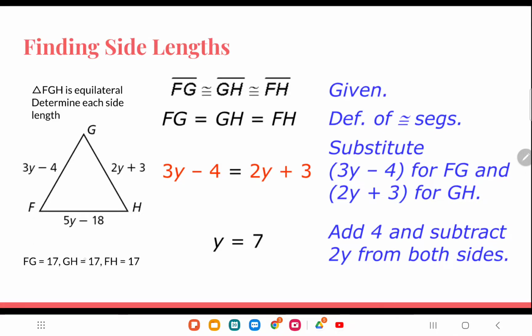Substituting in, we get all the side lengths are in fact equal to 17. This is a great way to check your work if you are trying to determine if you got a correct answer. If it says the triangle is equilateral and you get different side lengths, then you have done something incorrectly.